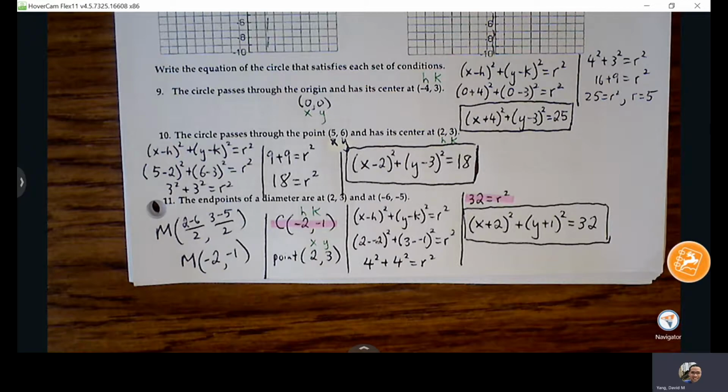How'd you get 18 for number 10? Let's see. So this is my point on the graph. That's my xy. 2, 3 is my hk. I inserted them into the equation to get my radius. So 5 minus 2 squared, and then 6 minus 3 squared to get to my r squared. So 9 plus 9 is 18. That's my r squared, and that's enough to fill the right side of my circle equation.